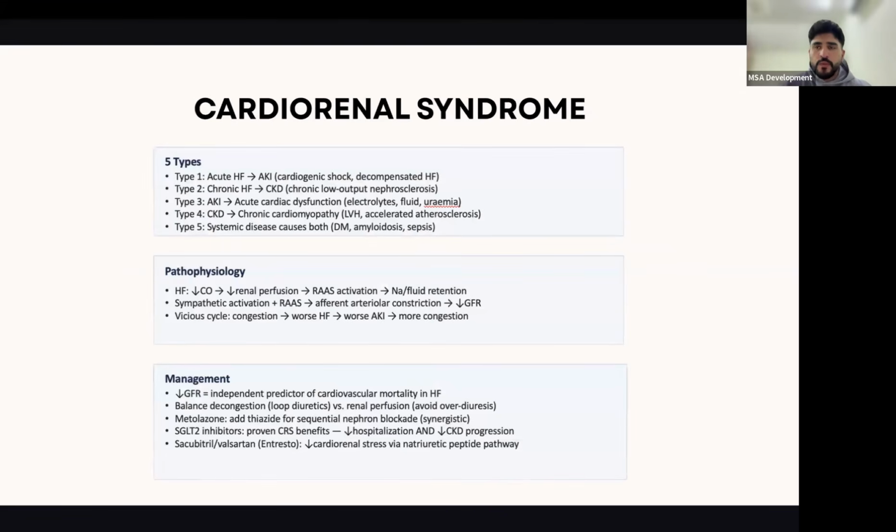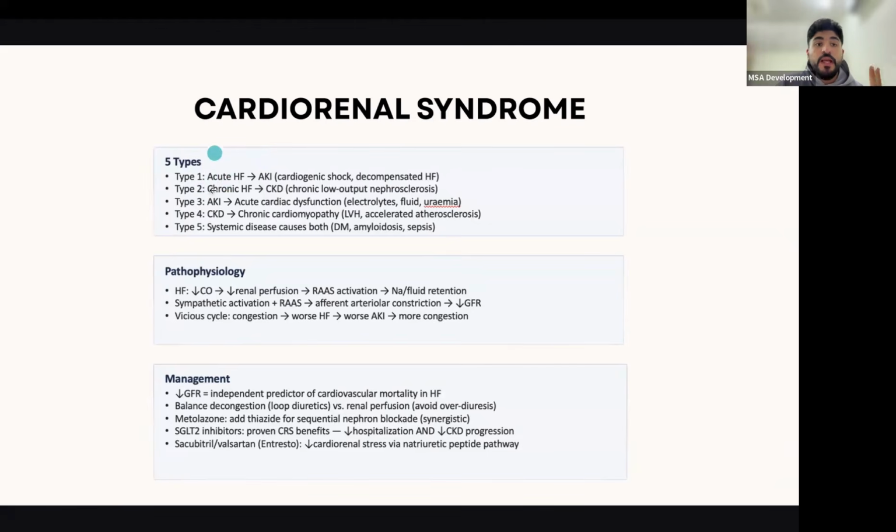We're moving towards the end of this lecture. So now we have cardiorenal syndrome. Cardiorenal syndrome is basically when your cardiac manifestations and renal manifestations happen to coexist at the same time. We have 5 types. The first type is when you have acute heart failure. This acute heart failure, the cardiogenic shock, and the fluid buildup is going to lead to AKI eventually.